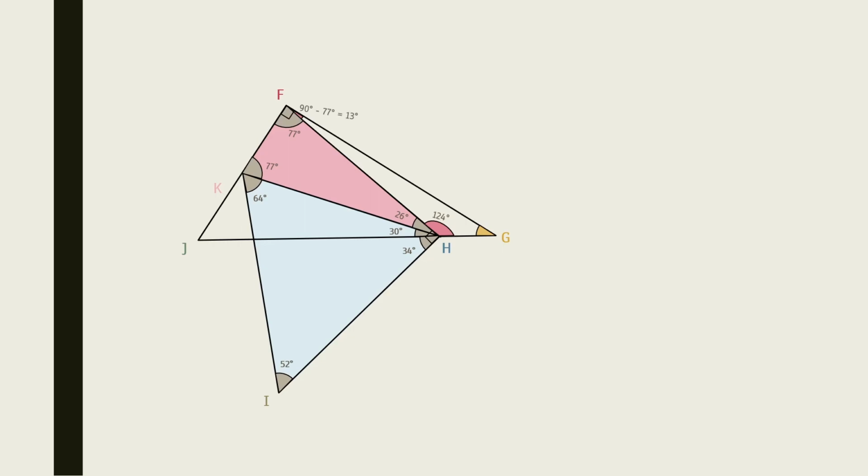Lastly, after finding out both mystery angles, we can use the property of angles inside a triangle to easily find our final angle, which is 43 degrees.